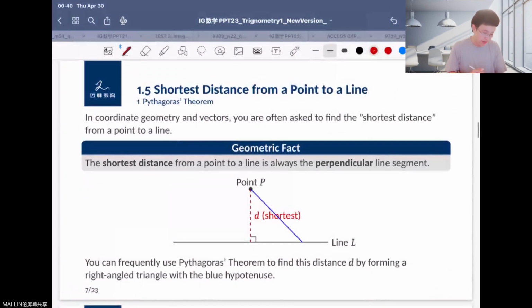We also have the shortest distance from a point to a line. Here you can draw the perpendicular line, and you find a distance called d. d is the shortest distance between the point P and the line L. We can also use the Pythagoras theorem here, because we can form a right angle triangle, with a hypotenuse side and two legs.